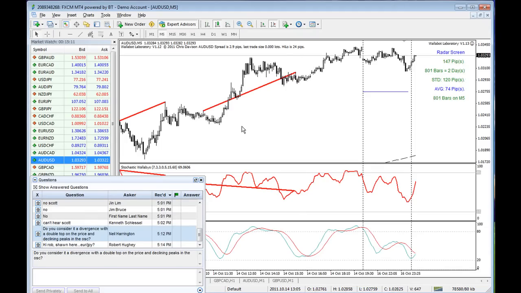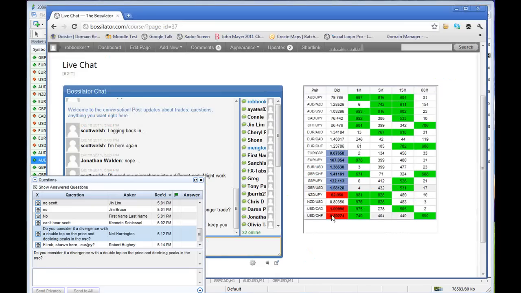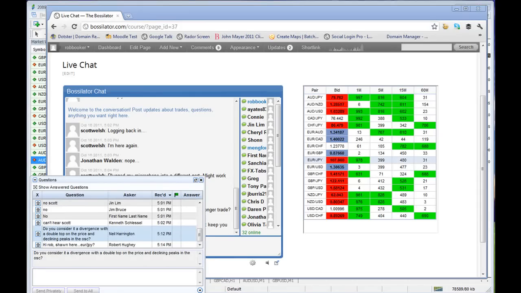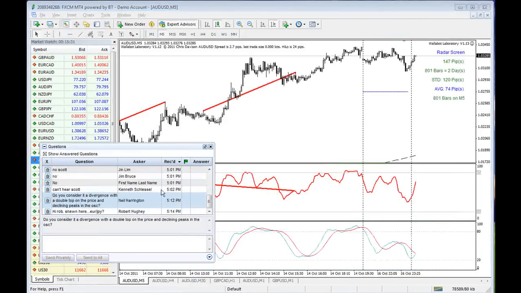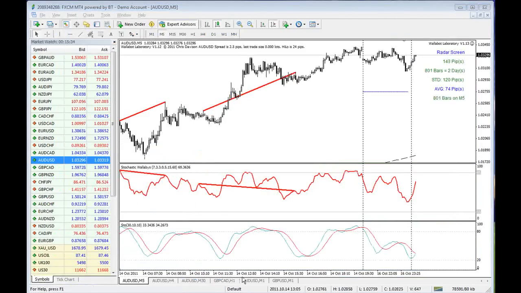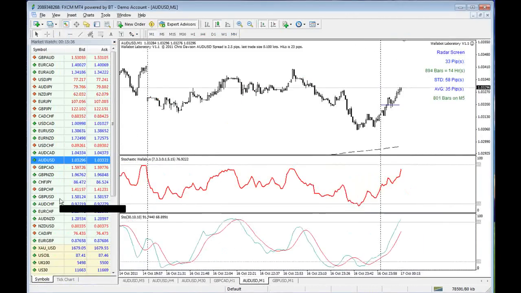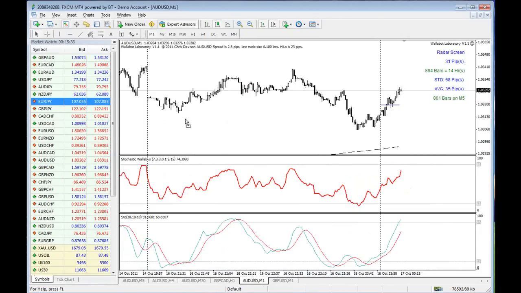Robert says, what about the Euro-Yen? Robert, thank you for suggesting we take a look at the Euro-Yen. Let's look at the Euro-Yen on the web-based radar screen. We can see that it's got a reading of 978 on the 1-minute chart, and my attention is immediately drawn to that. Let's take a look at the 1-minute chart on the Euro-Yen. We'll go top to bottom on this currency pair and take a look at it one time frame chart at a time. My charts are switching over to the Euro-Yen right now.